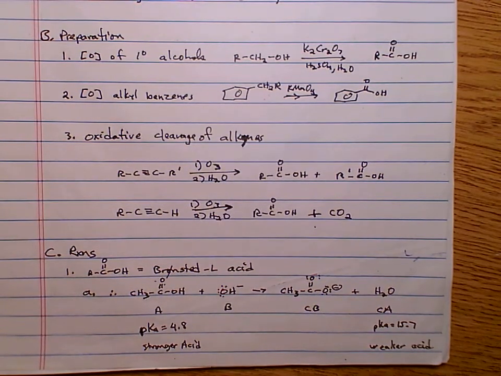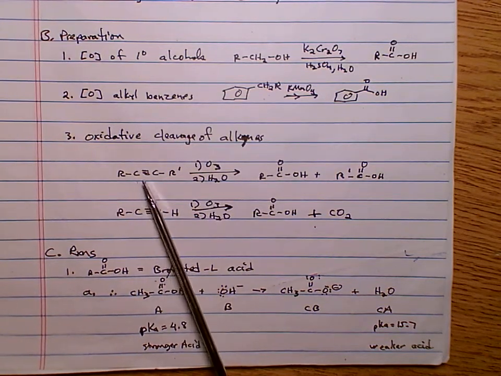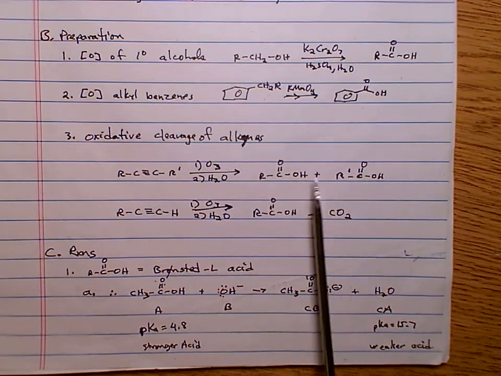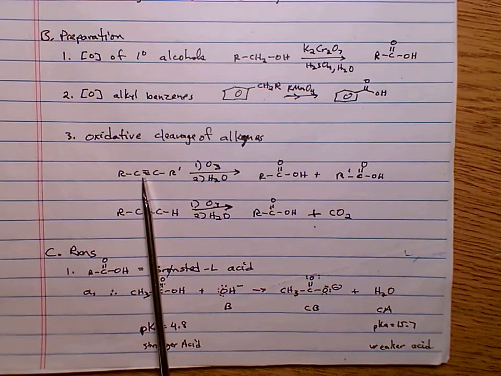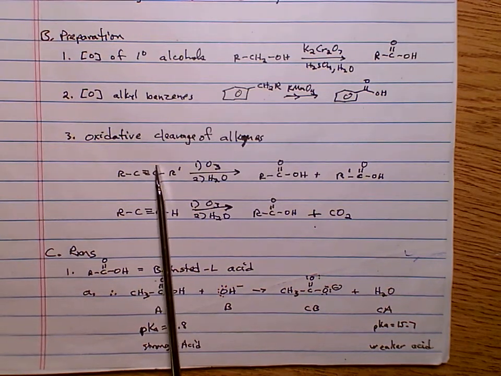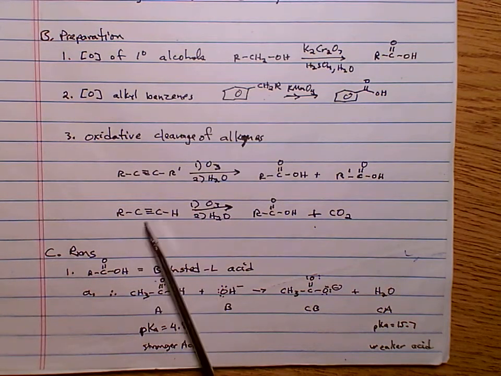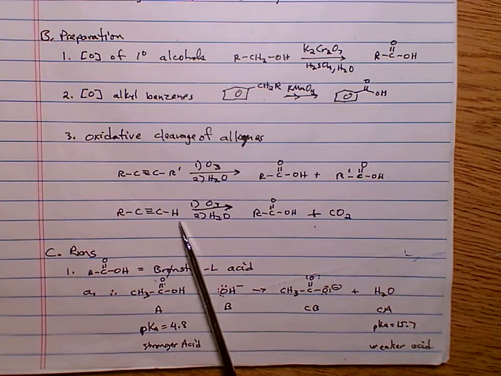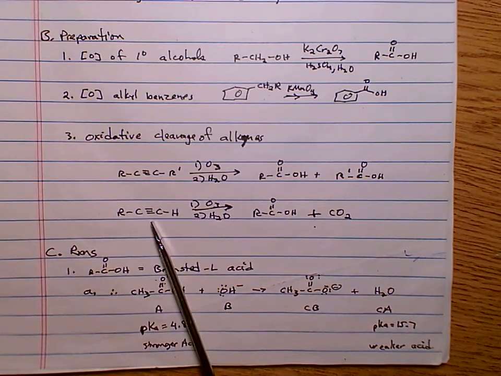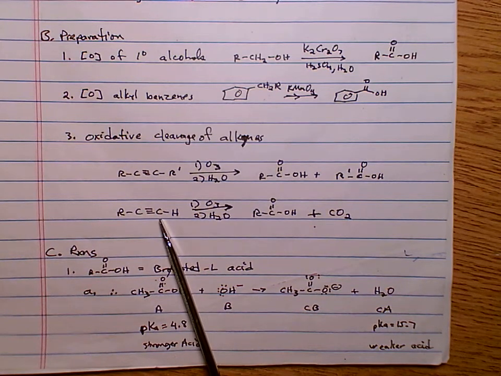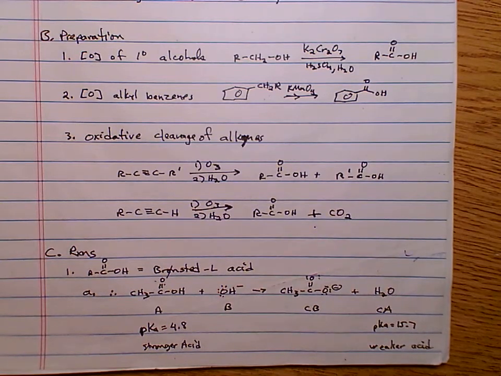One of my favorites, oxidative cleavage of alkynes. I love ozonolysis. Okay, you take an internal alkyne, add ozone, a little water, you get 2 carboxylic acids. You basically just split this triple bond. This carbon becomes the carbonyl of one carboxylic acid. This carbon becomes the carbonyl of the other carboxylic acid. Note, with a terminal alkyne, this carbon becomes a carbonyl of a carboxylic acid. This carbon becomes carbon dioxide. You get the carboxylic acid and carbon dioxide with ozonolysis.